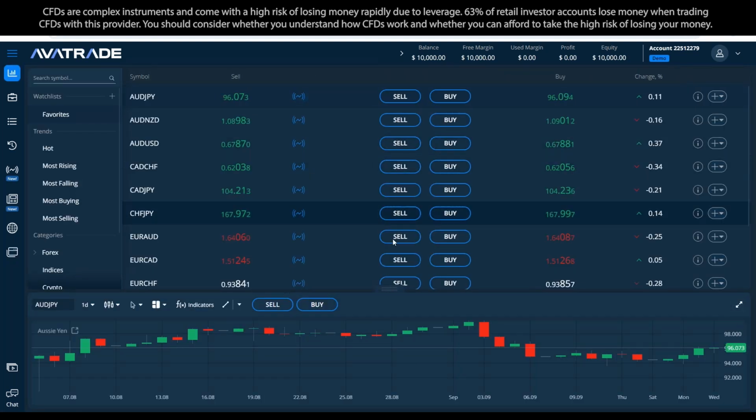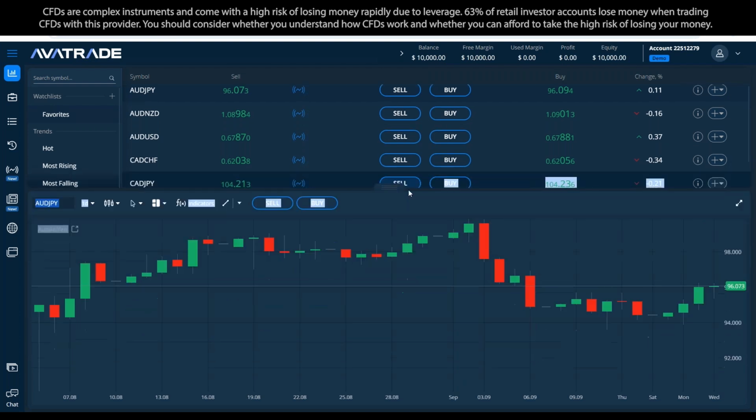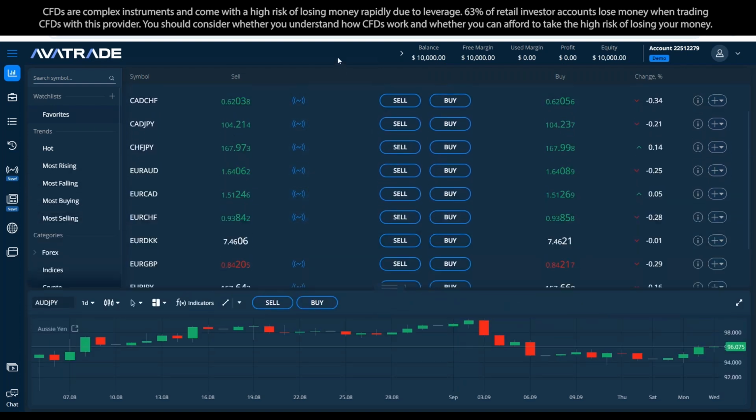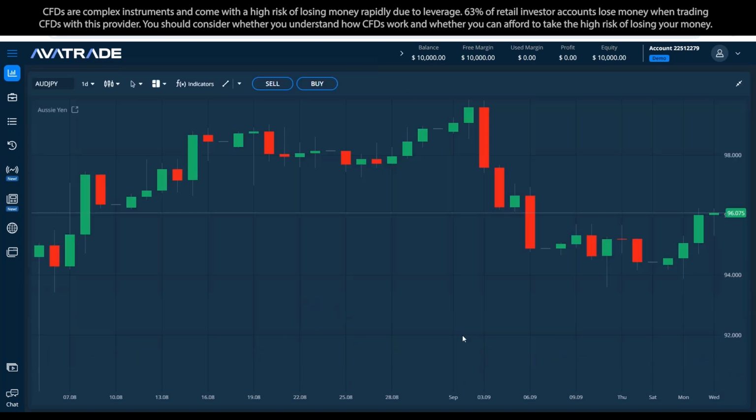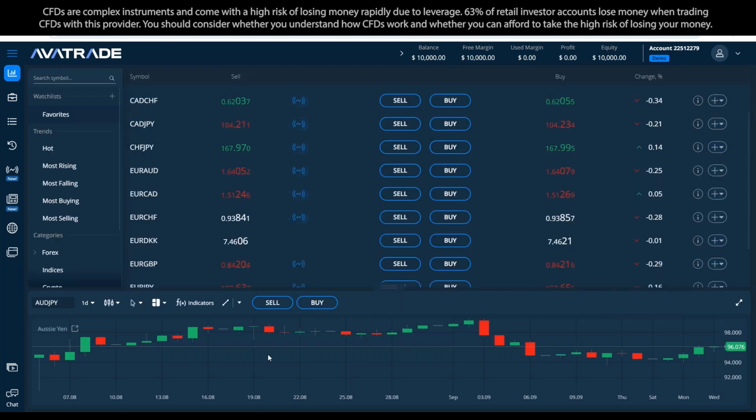Okay, I can expand if I want. There is a toggle here. I can expand or minimize the chart. Okay, I can expand it through here.